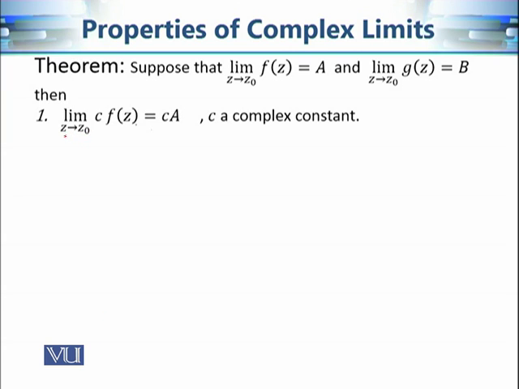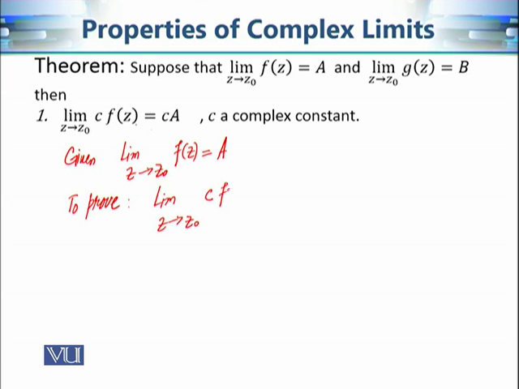Okay, so we want to prove that the limit as z approaches z0 of c f of z is equal to ca, and of course what is given? Given in this case is the limit as z approaches z0 of f of z is equal to a. And what do we want to prove? To prove is the limit as z approaches z0 of c f of z is equal to ca.